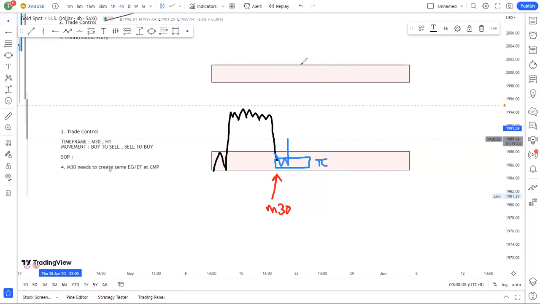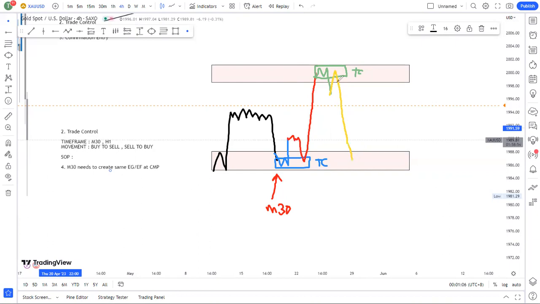And then the price is going to go up like this, and then go back up to the sell zone. What the sell zone needs to do is create M30 engulfing sell, or engulfing fail. Exactly, this is what we call trade control. And then the price gets into the zone again for entry purpose and then goes down.